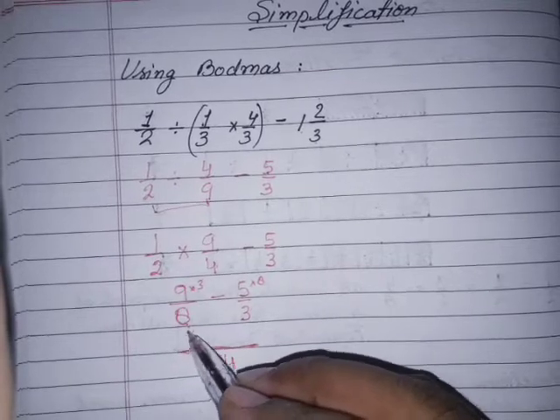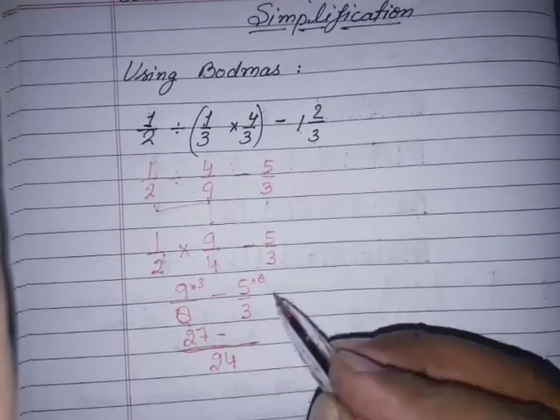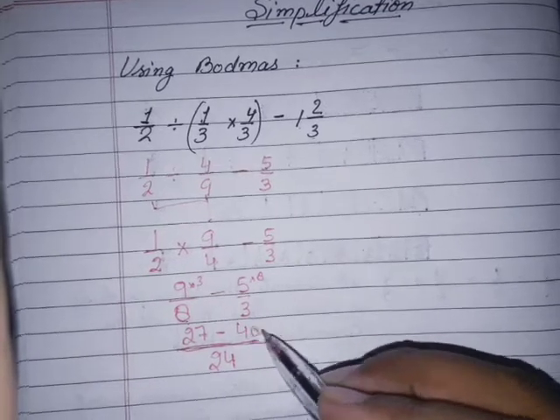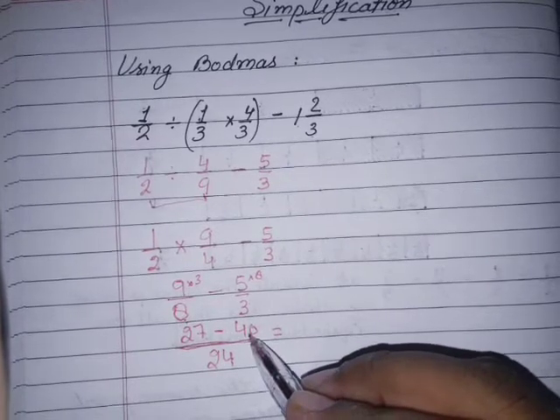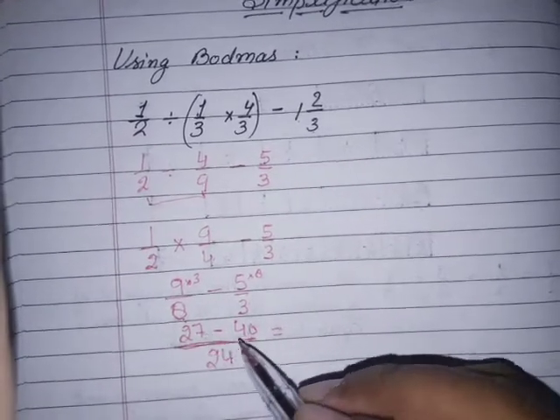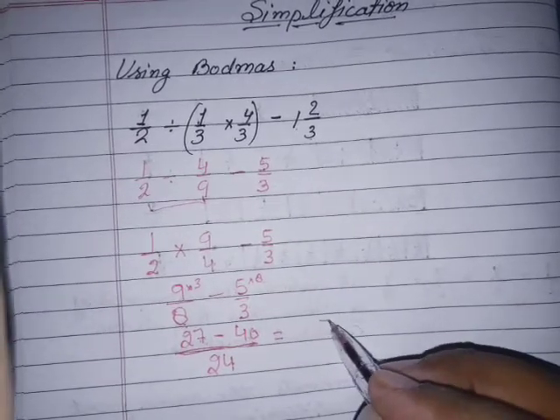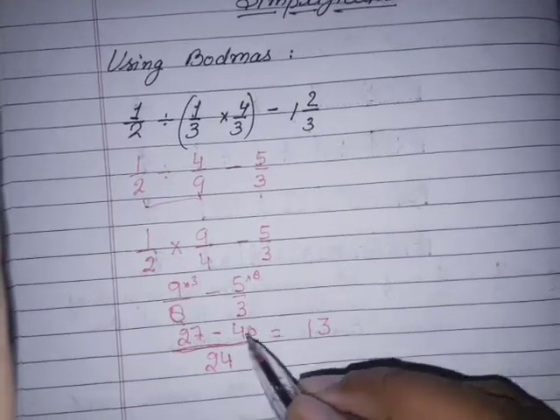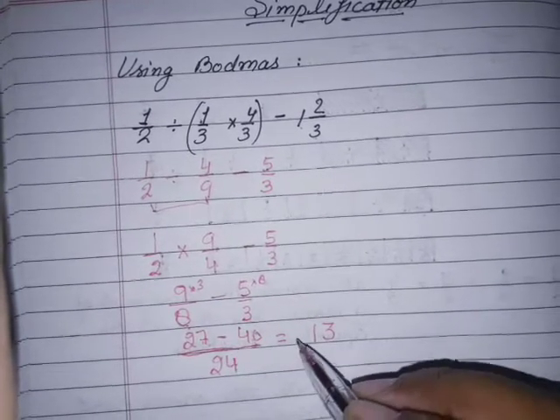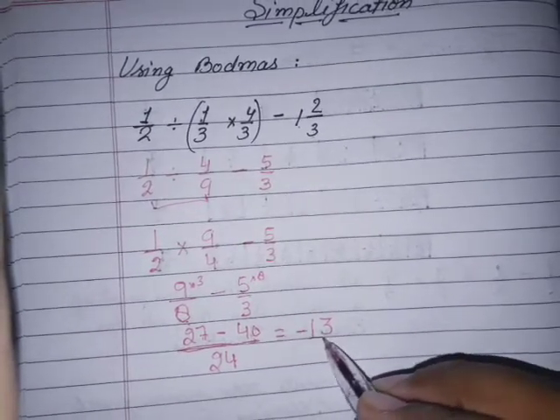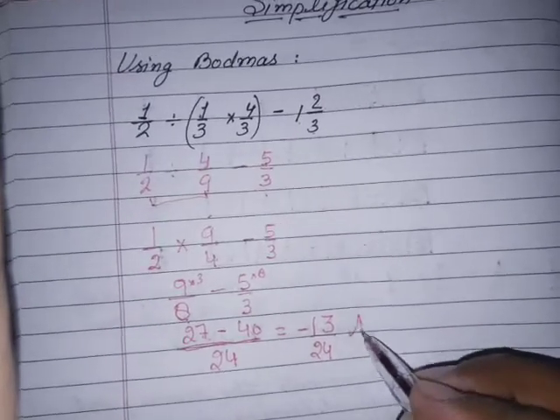9 3s will become 27, minus 5 8s will become 40. 27 minus 40 is not possible, so we subtract 27 from 40, that will be 13. But because 40 is the greater value and before it the minus sign is there, that's why minus will come here, and minus 13 upon 24 will be the answer.